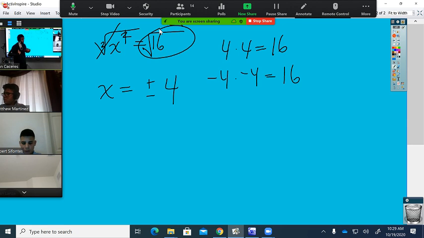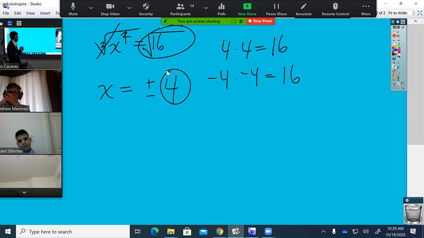So for the working for this chapter, I only want the positive one. You don't have to give me both. So if you just tell me square root of 16 is 4, that's good. So I just showed you how to cancel a square by using a square root. Now let me show you how to cancel a square root by using a square.